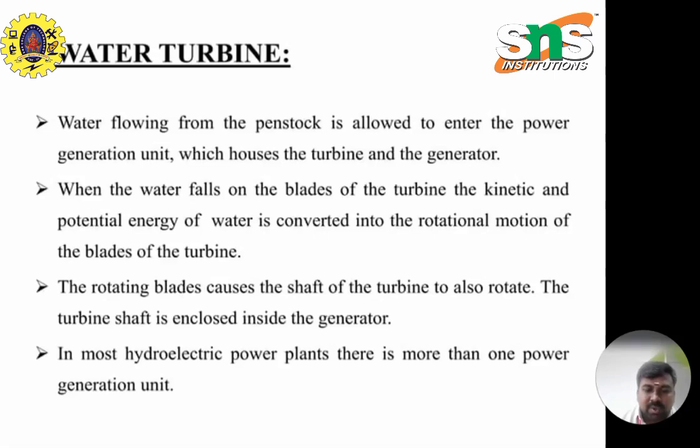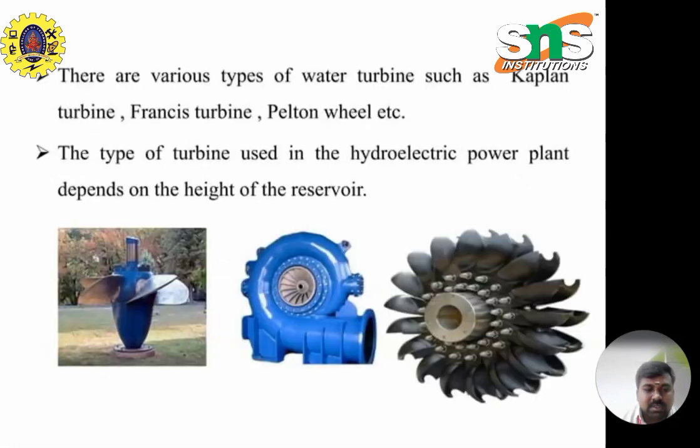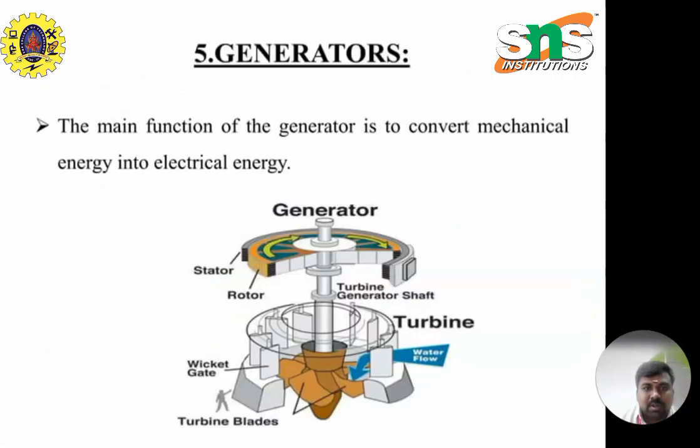In most hydroelectric power plants, there is more than one power generation unit. There are various types of water turbines such as Kaplan turbine, Francis turbine, and the Pelton wheel turbine. The type of turbine used in the hydroelectric power plant depends upon the height of the reservoir. Depending on the height of the reservoir, we can choose either Kaplan turbine, Francis turbine, or Pelton turbine for the generation of power. Then this is the generator, also known as the alternator.